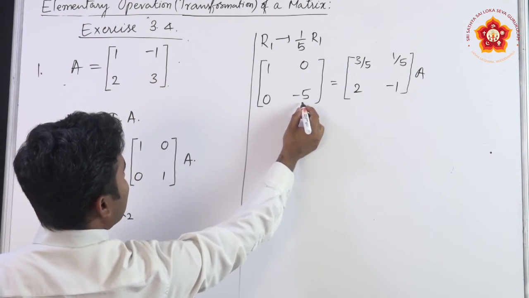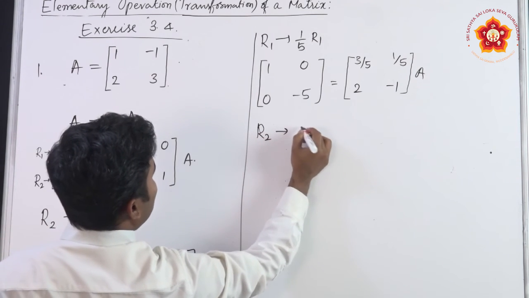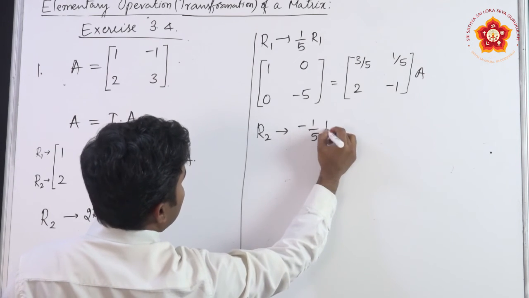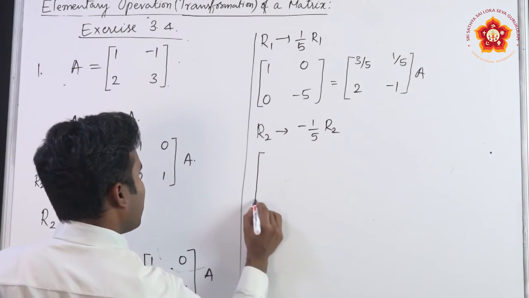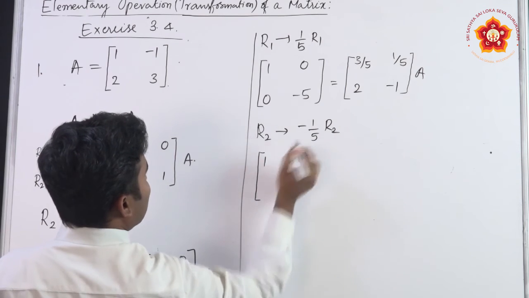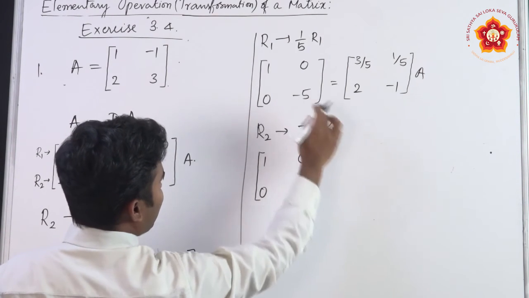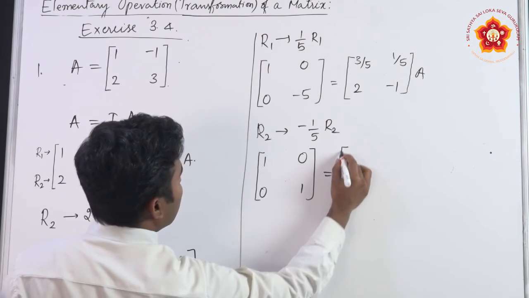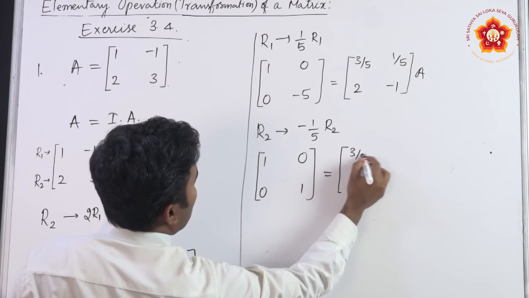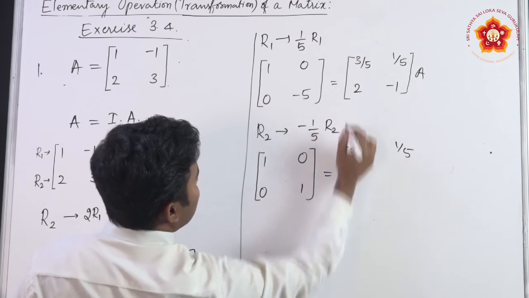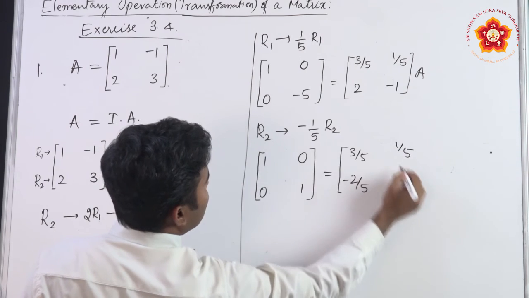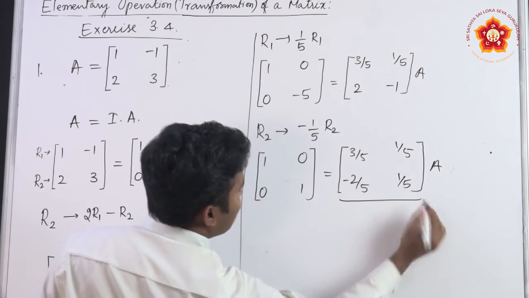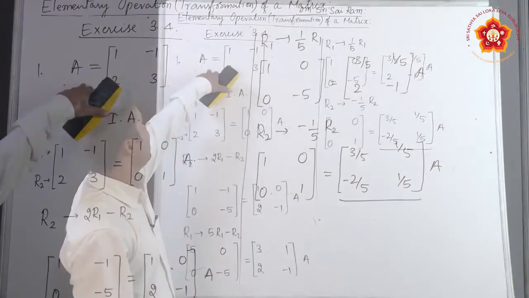Now, here is -5. For that I am going to multiply by -1 by 5 in order to get 1 at this place. So, that is 1 0, 0 by anything is 0, and -5 divided by -1 by 5 is 1, and this is equal to 3 by 5, 1 by 5, and this is -2 by 5, and this is 1 by 5. And this matrix is the inverse matrix of matrix A.